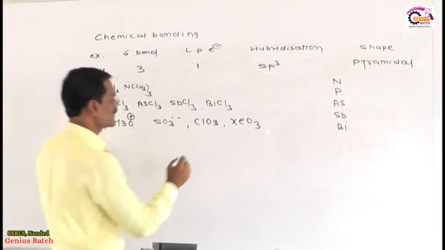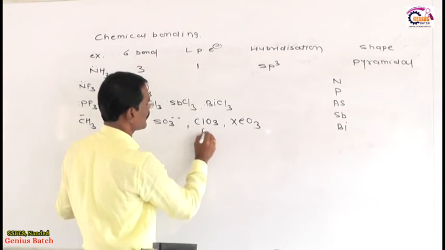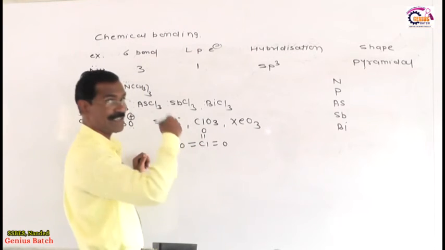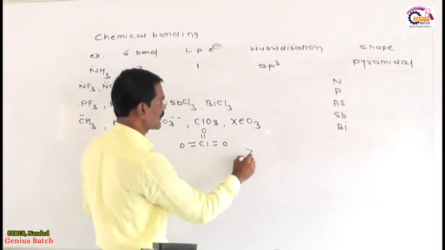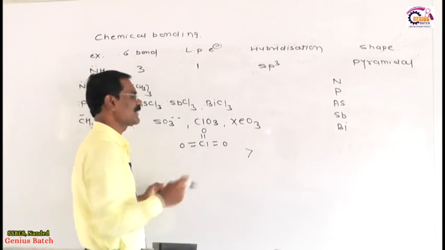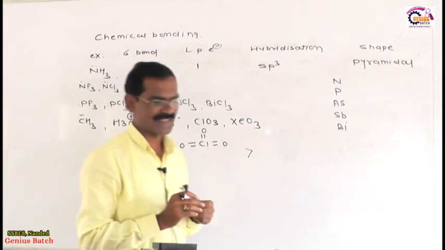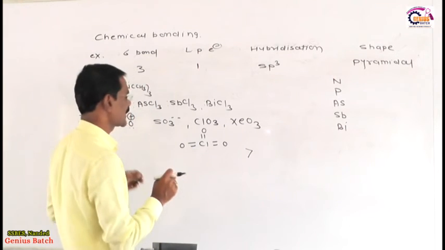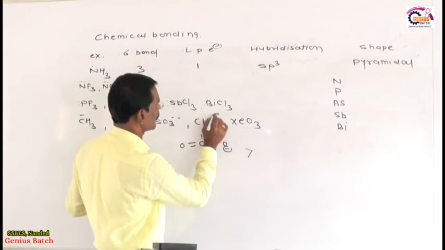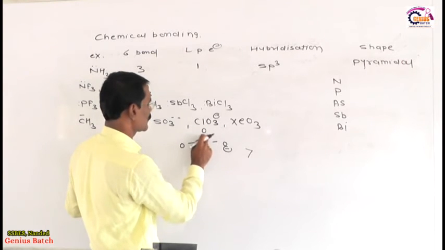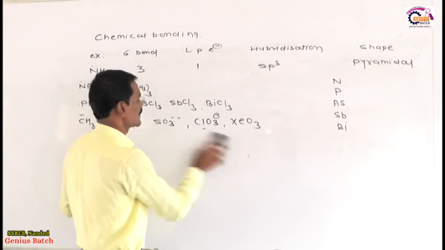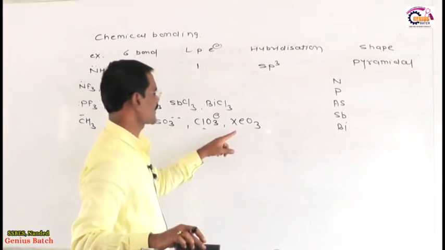XeO3. What is the meaning of ClO3? Cl double bond O, double bond O, double bond O. In valence shell of chlorine 7 electrons are present, but only 1 2 3 4 5 6 are used, this is called ClO3 minus. What happened in this case? If this is ClO3 minus, listen very carefully, then around the chlorine 1 2 3 sigma bond is present. It contains 1 lone pair of electrons.